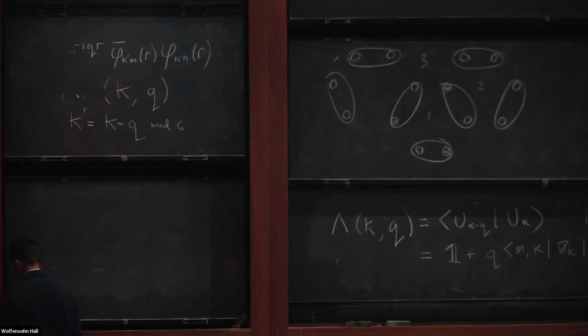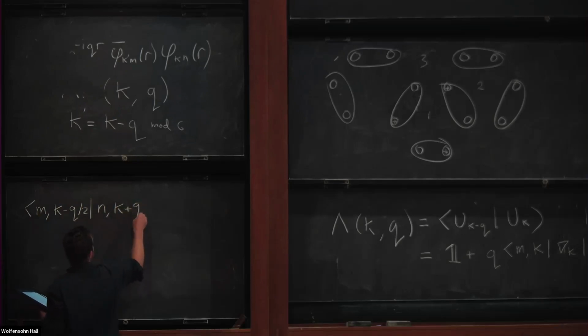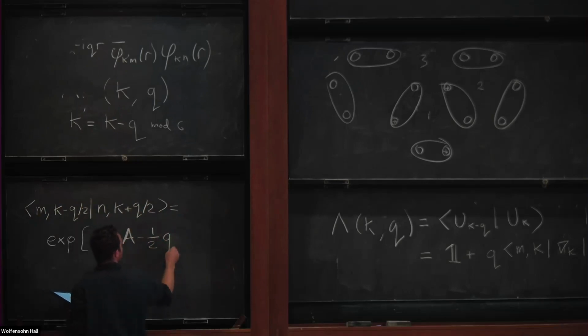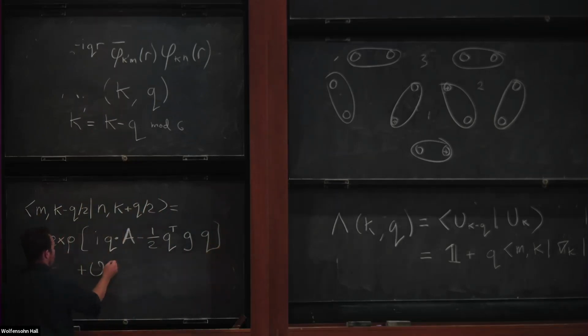So I won't derive this, but you can show from the definition of the quantum metric that this form factor, with k minus Q over 2 and k plus Q over 2, if I write this as an exponential of a matrix, is exactly iQ dot the non-abelian Berry connection minus 1 over 2 Q, a quadratic form, GQ, plus order Q cubed.